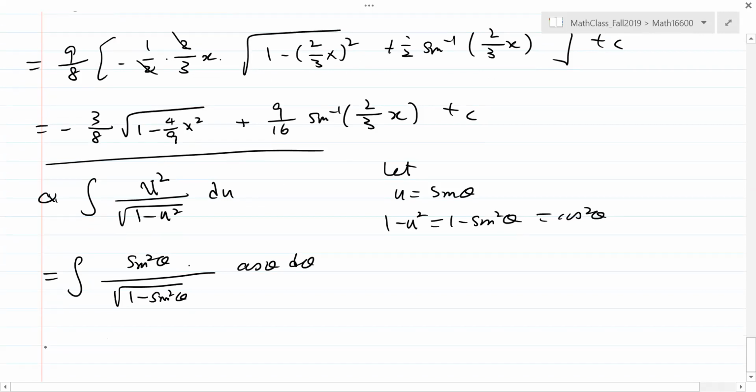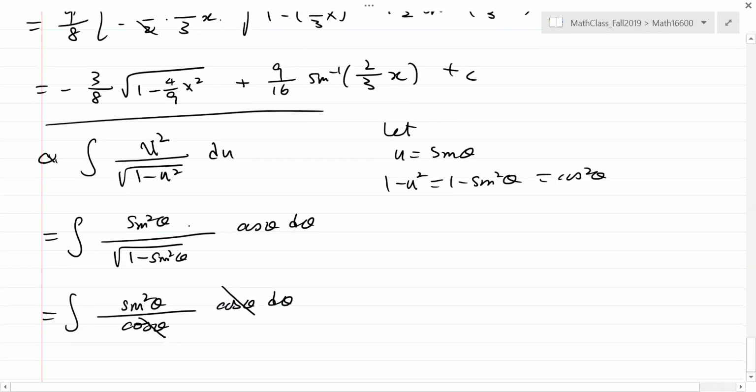Okay. Then the denominator is going to be cosine theta. The numerator is it. And cancel it out, then the integral of sine square theta is pretty standard. Everybody knows that, right? So it's going to be the integral of sine square theta, which is 1 minus cosine 2 theta divided by 2.